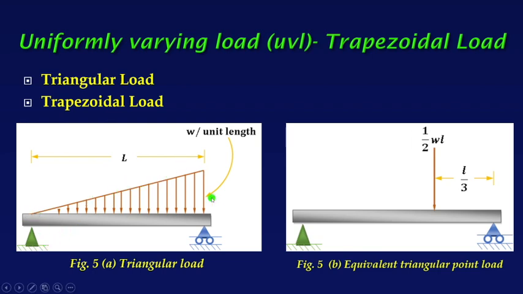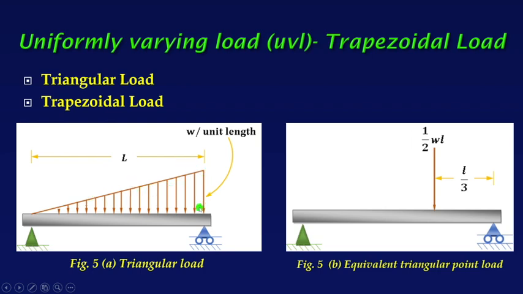As it is triangular, the area under this load is half into the length L into this height omega. Whereas in case of rectangular, it is the length into breadth, where length was L and omega was the height. But here, it is the triangle, so half into omega into L. So this is the magnitude. Now, what is the point of application of this total load?